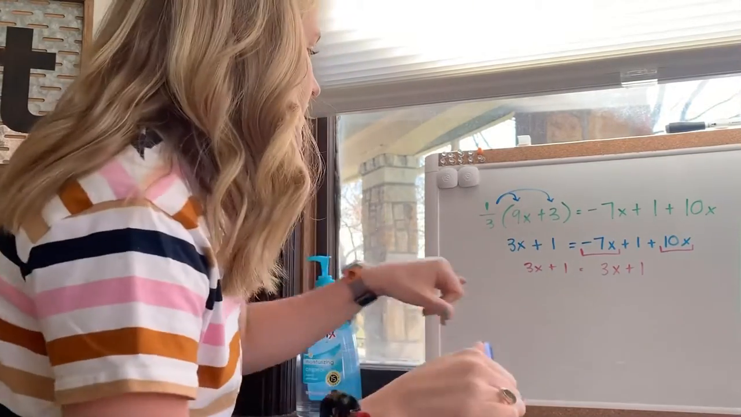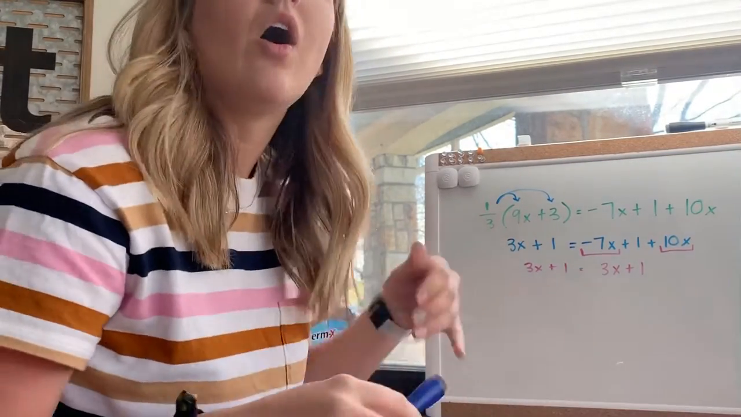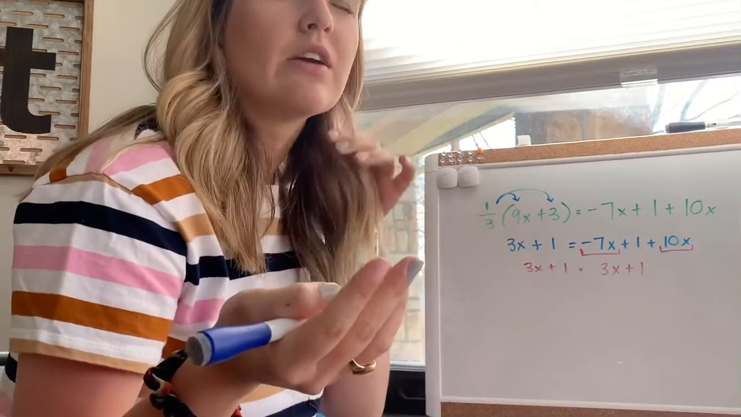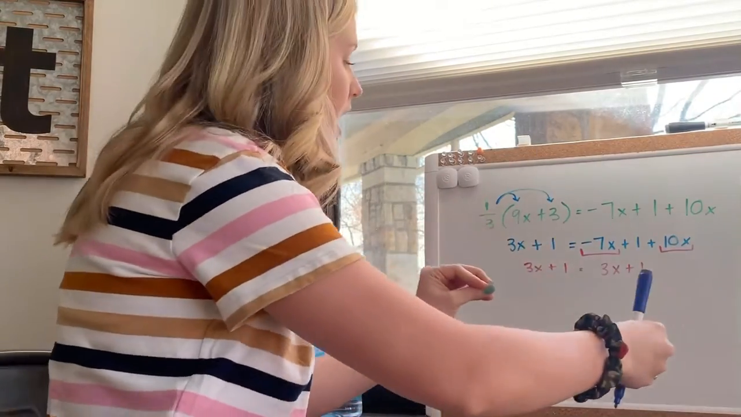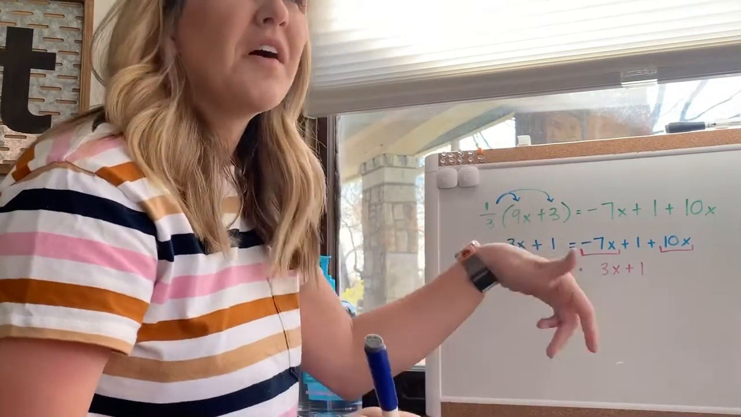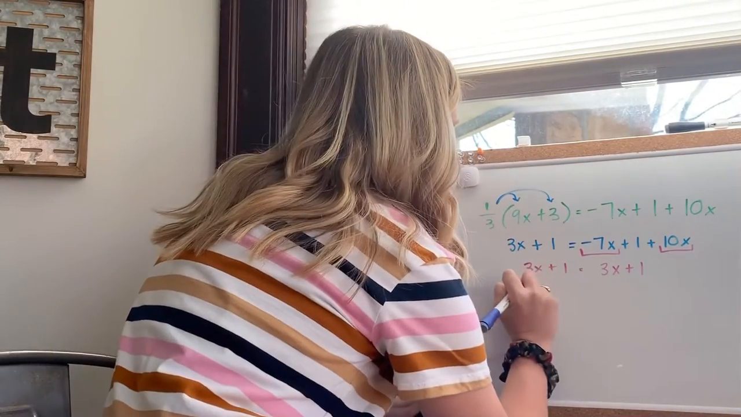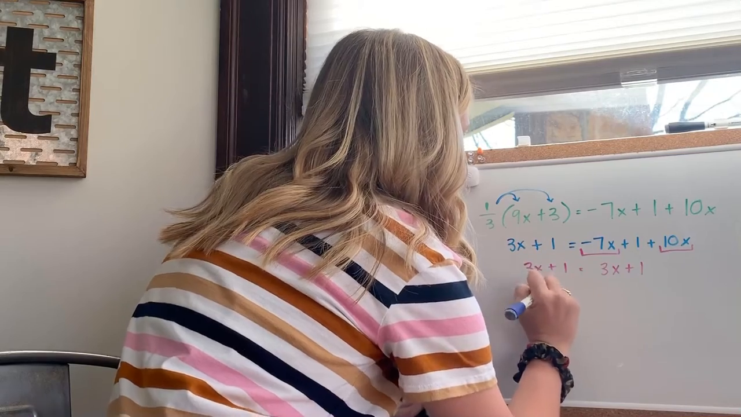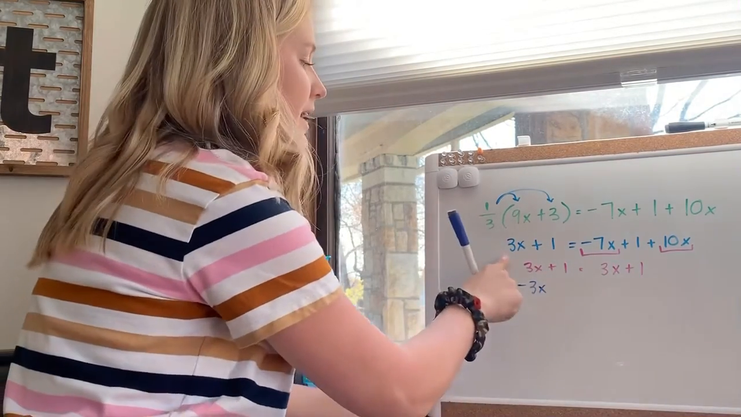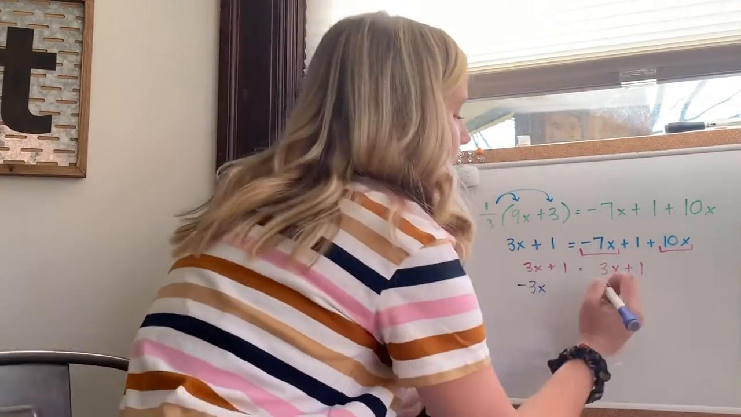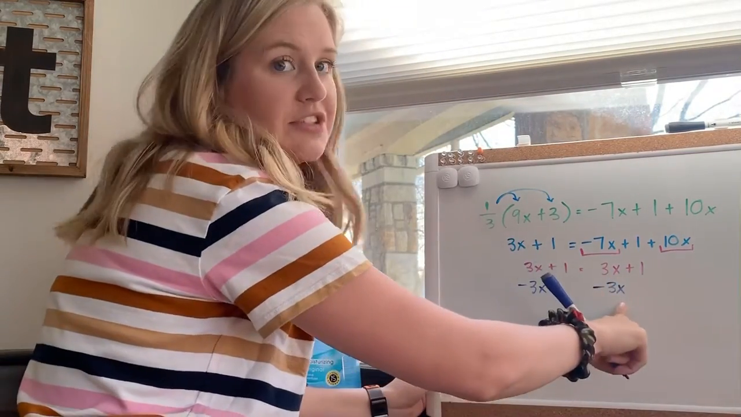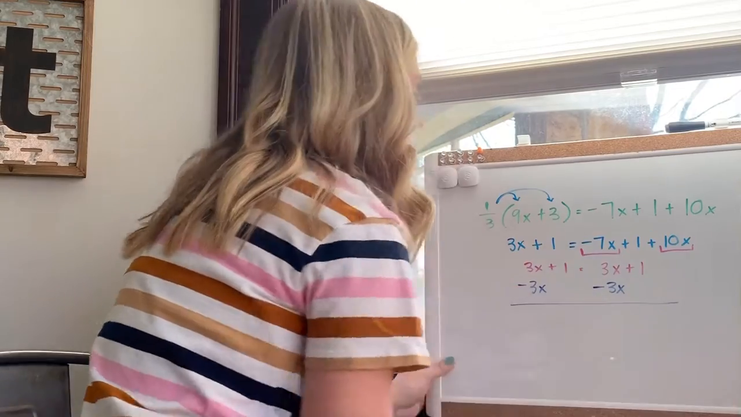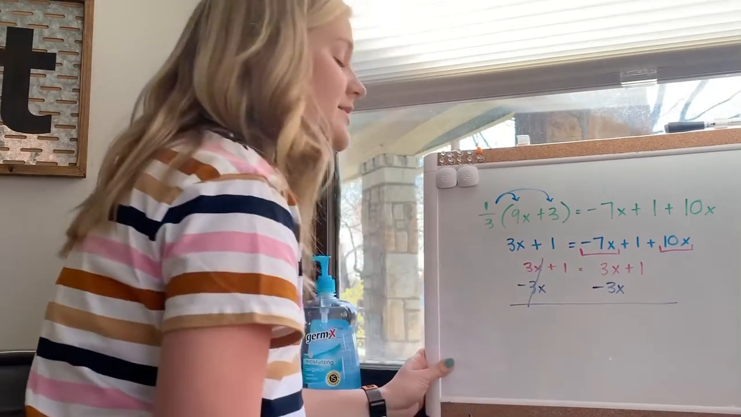Here I need to get all of my x values to the same side of the equal sign. And right now my x values are on both sides of the equal sign. So in order to get rid of one of my x values, I'm just going to cancel it out using the opposite operation. So that's minus 3x because this is a positive 3x. I'm subtracting 3x. And then I've got minus 3x on the other side because whatever I do to one side, I have to do to the other side. So now I know that 3x minus 3x is going to cancel out.